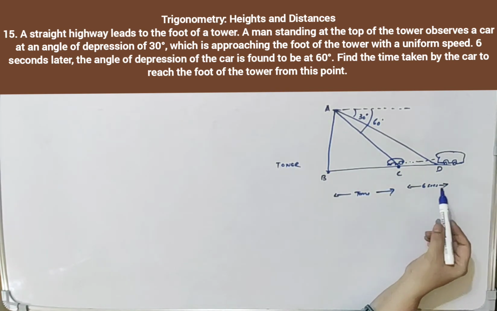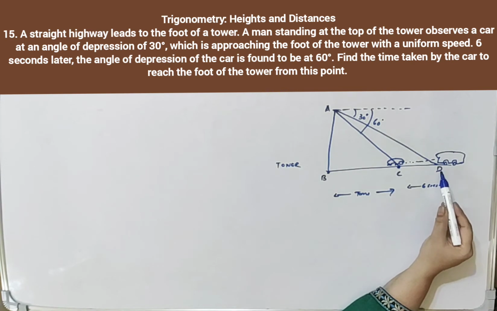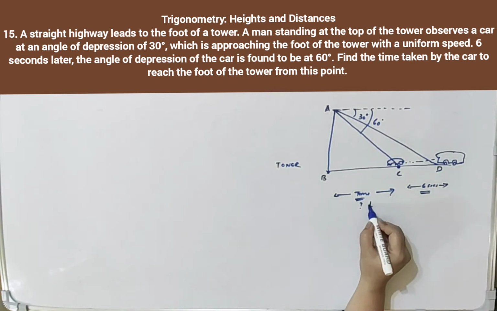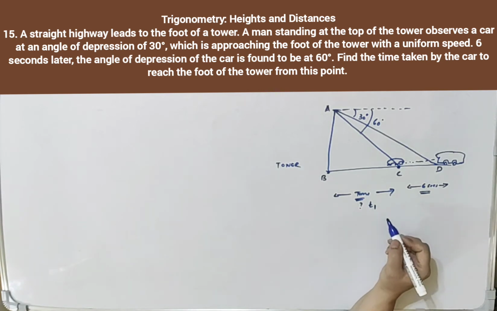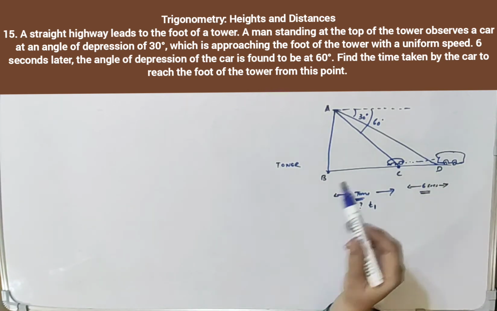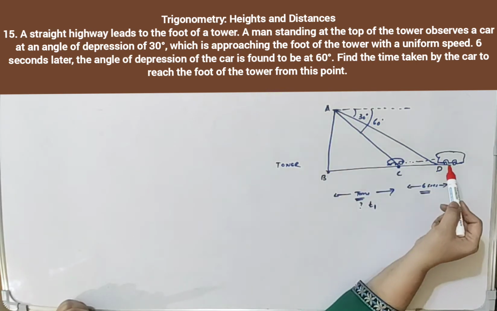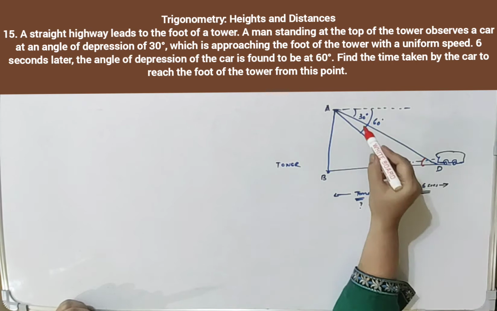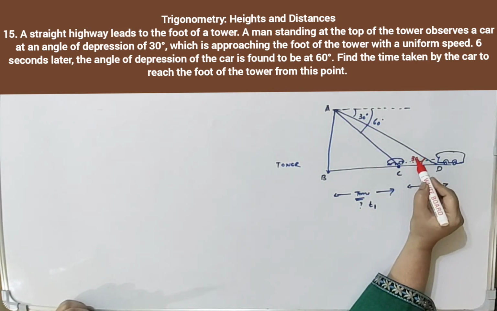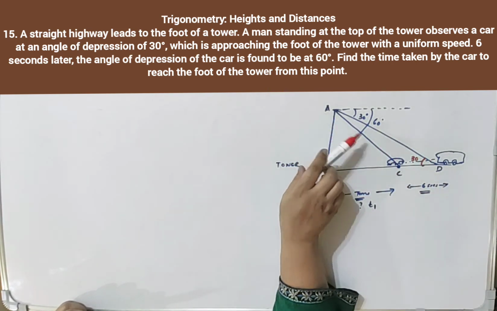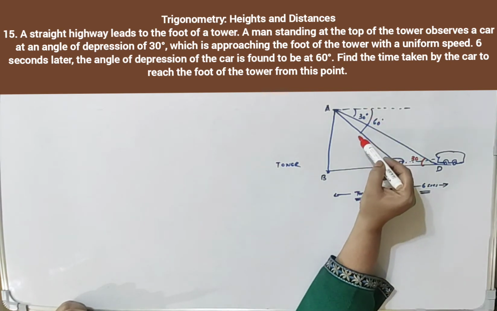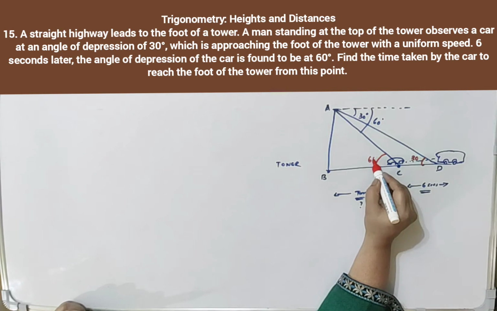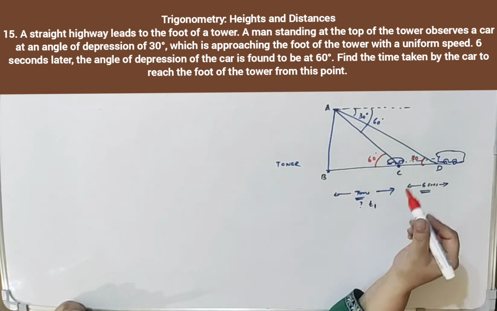We have the time taken by the car to travel from D to C, which is 6 seconds. We'll have to find this; let's call it T1. We'll have to find T1. Now using the alternate angle principle, the alternate angle for side AD is this one, it's 30 degrees. Similarly, there is side AC, which has an angle of depression of 60 degrees. The alternate angle is this one, 60 degrees. Alternate angles are going to be the same.